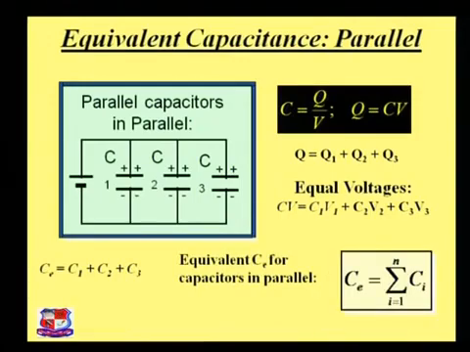Again, to find the equivalent capacitance, we use the equation C equals Q by V, or Q equals CV. We can see that Q equals Q1 plus Q2 plus Q3. Now Q equals CV, so Q1 equals C1 V1, Q2 equals C2 V2 and Q3 equals C3 V3. But the voltage is the same for all, so we can remove the voltage from the equation and get C equals C1 plus C2 plus C3. This is the reciprocal of the series form of capacitance. So ultimately the equivalent capacitance becomes C equals the sum from i equals 1 to N of Ci, where N is the number of capacitors in the parallel form.